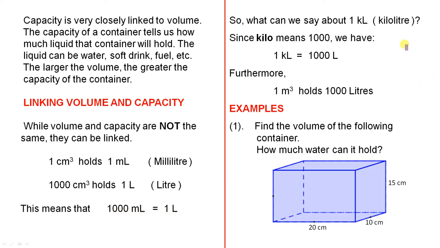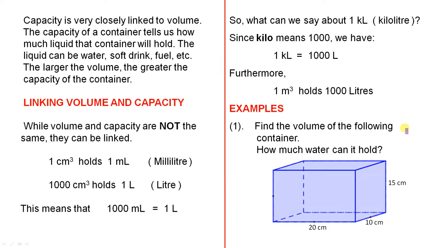So, what can we say about 1 kilolitre? kL is kilolitre. Since kilo means 1,000, we have 1 kilolitre equals 1,000 litres. Furthermore, 1 cubic metre holds 1,000 litres. So a volume of 1 cubic metre holds 1,000 litres of liquid. Let's look at some examples.